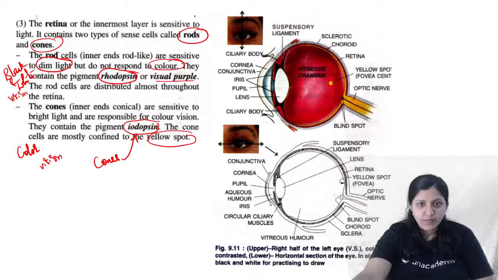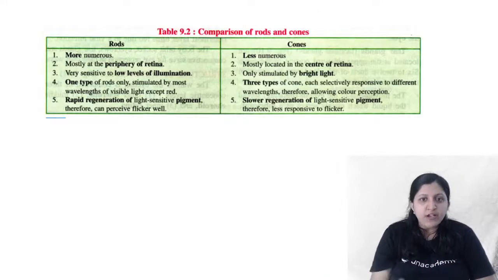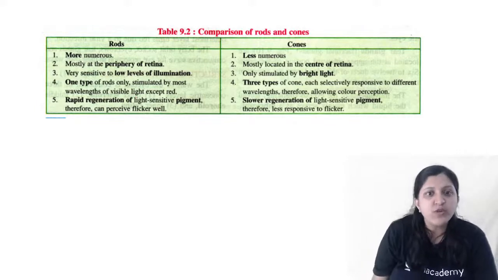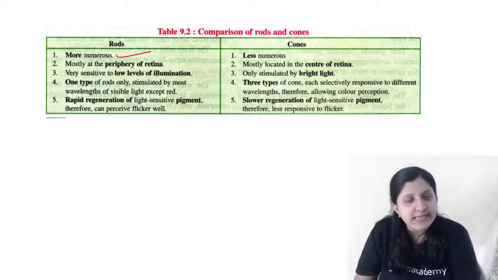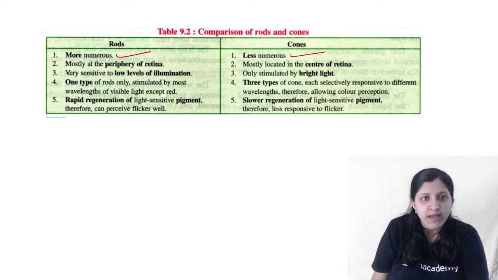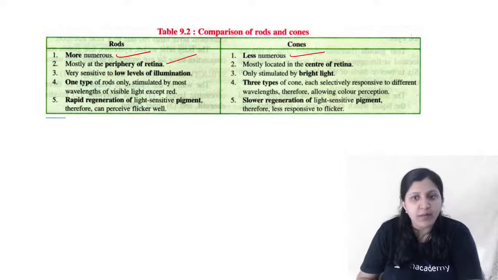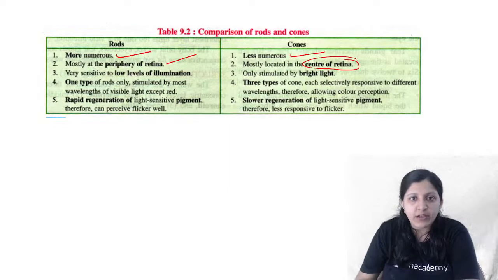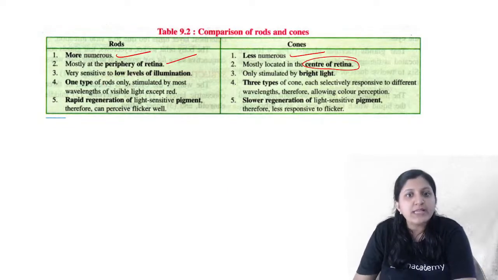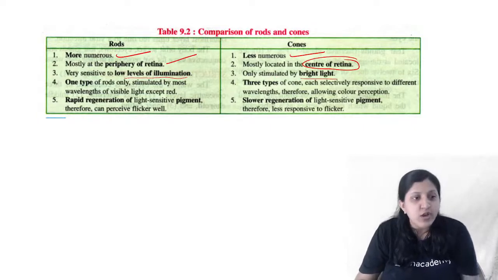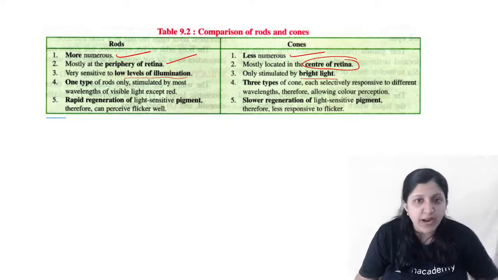Now moving on to the next one. Rods and cones difference we will see. Rods are more numerous and cones are less numerous, which means we will find more rod cells than cone cells. Rods are mostly at the periphery of the retina, and cones are located in the center of the retina, at the yellow spot. Rods are very sensitive to low levels of illumination, while cones are stimulated only by, and require, a large amount of bright light.